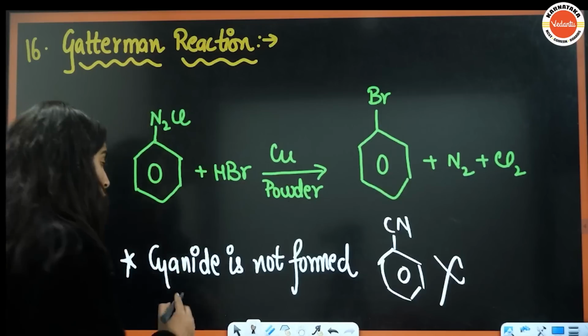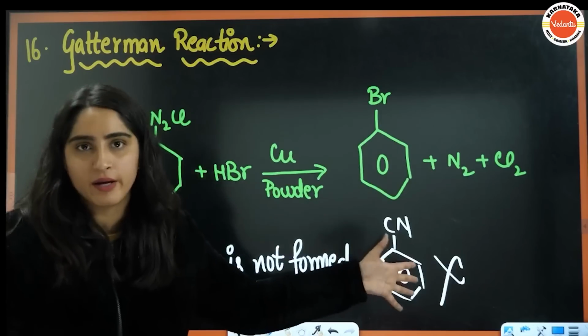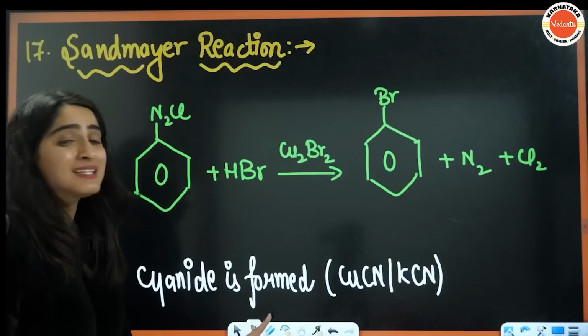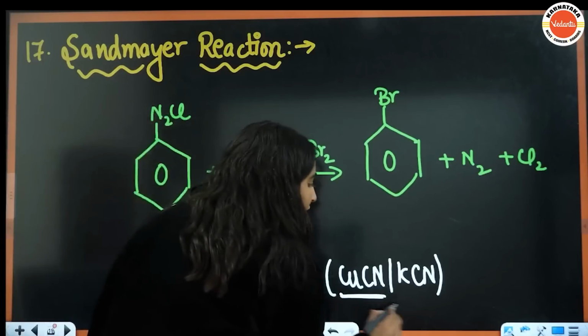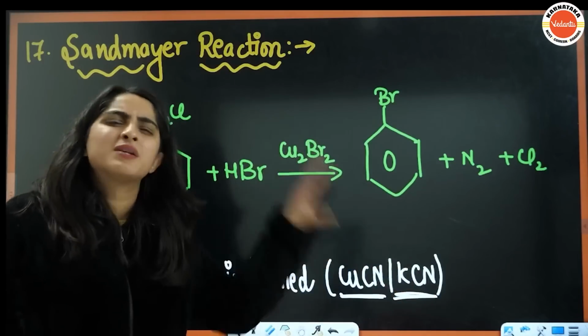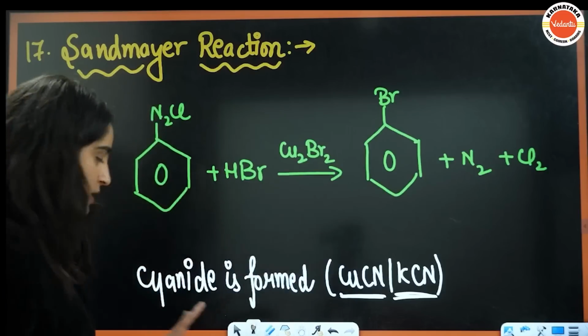And this is not very important. Cyanide is not formed here. But in this case, cyanide is formed with the help of CuCN and KCN. We cannot say that this is a Sandmeyer reaction. This is a similar type, a similar game that happens here.